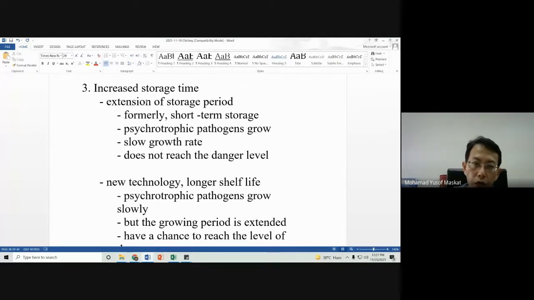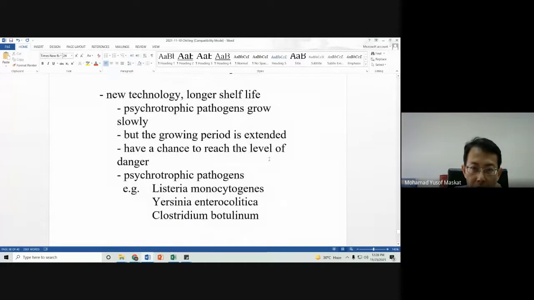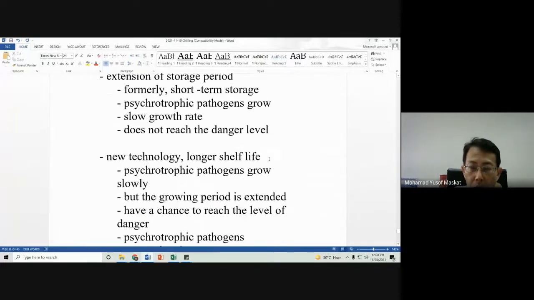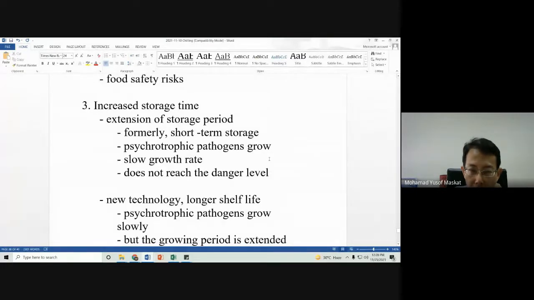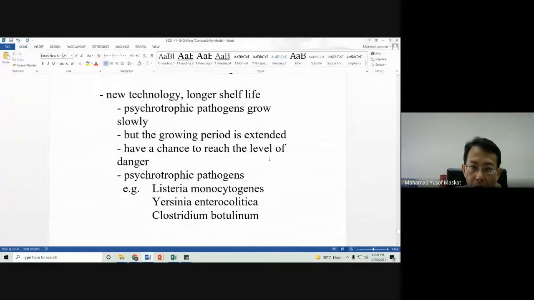So formally, short-term storage. Psychrotrophic means pathogens that can withstand low temperature. So psychrotrophic pathogens grow, but they grow at a slower rate, right? Because there is competition, etc. So they do not reach a dangerous level. But with new technology, with lower temperature, the shelf life is longer.